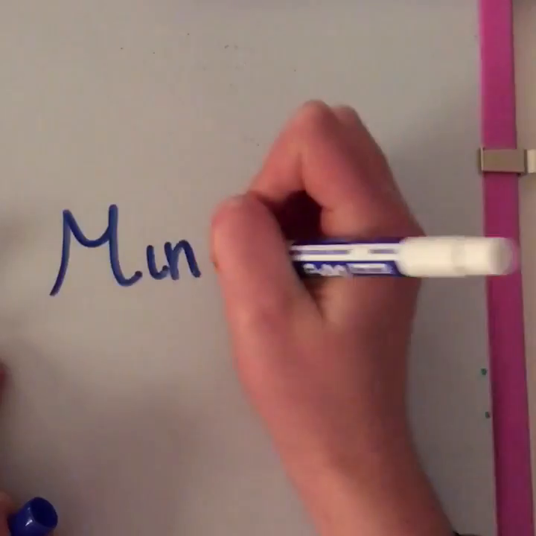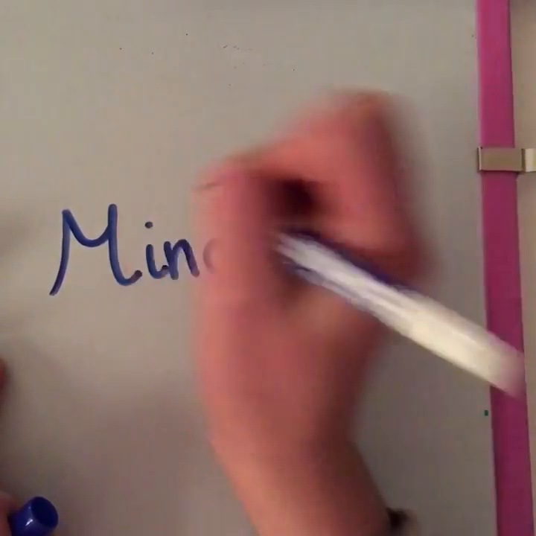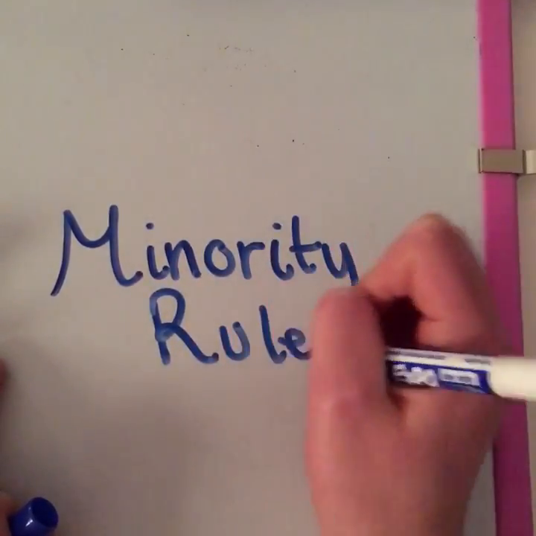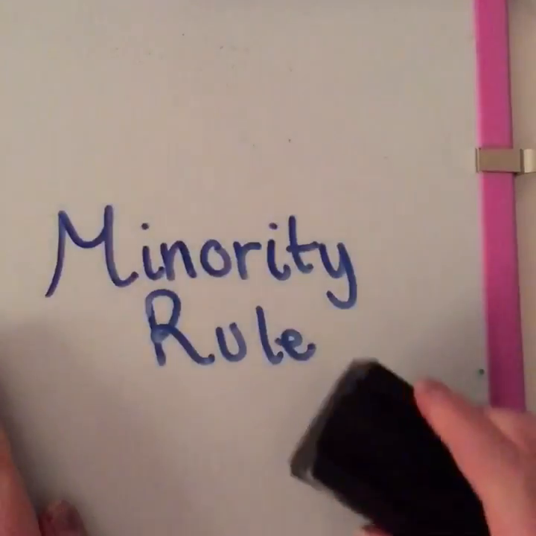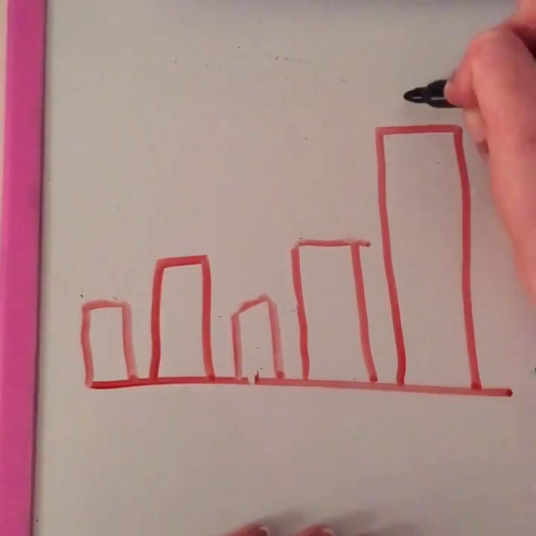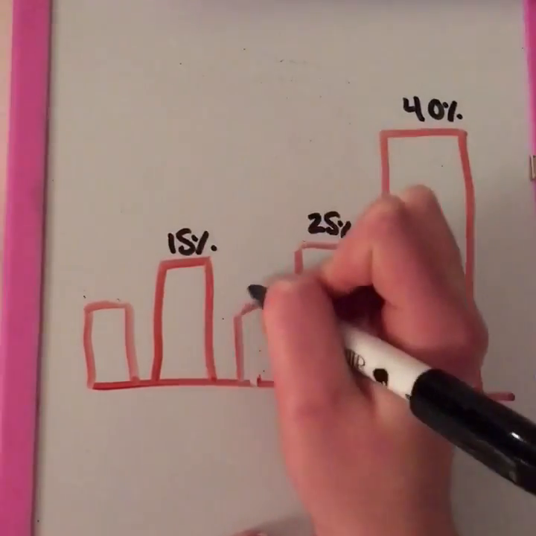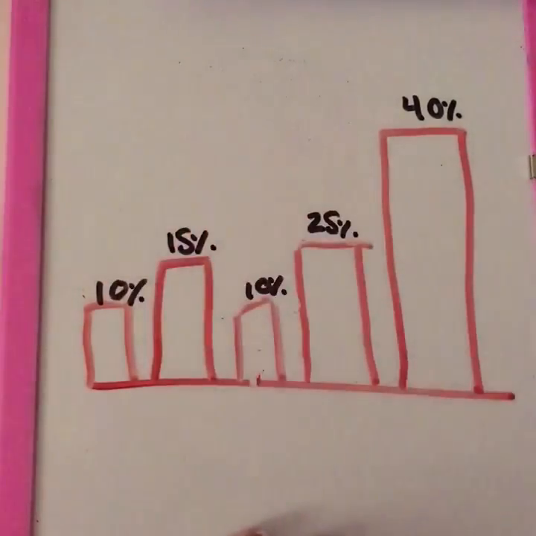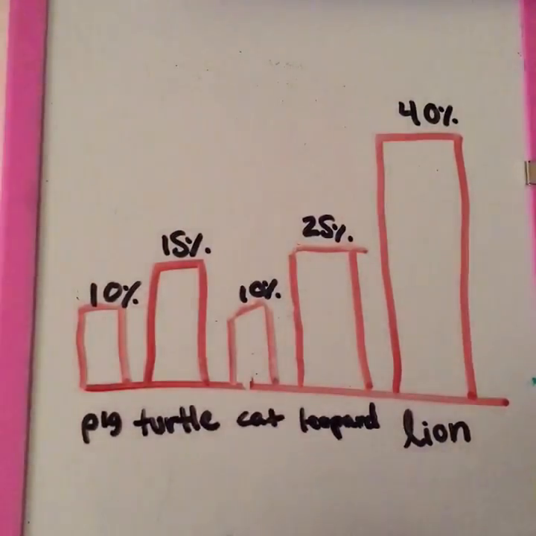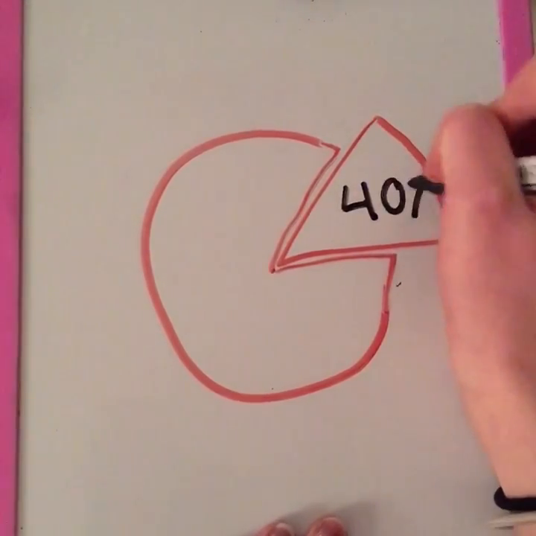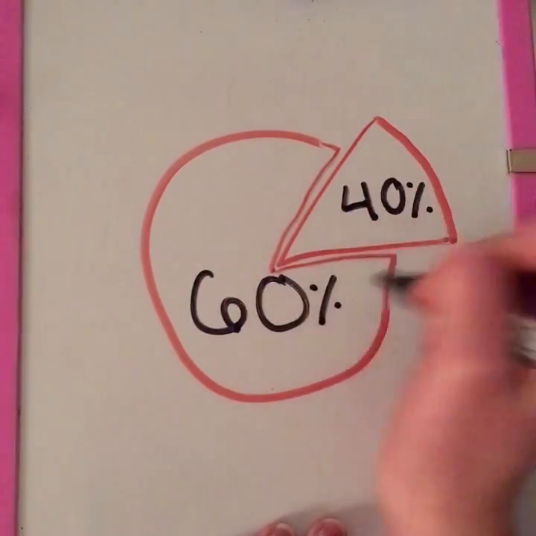But then there is something called minority rule. Minority rule happens when more people ended up not voting for the winning candidate. How can this happen? Let's take a look. If we have 5 candidates, lion, cat, pig, turtle, and leopard, let's say 40% vote for lion, 25% turtle, 15% leopard, 10% for both pig and cat. Lion wins because 40% of the voters voted for him.